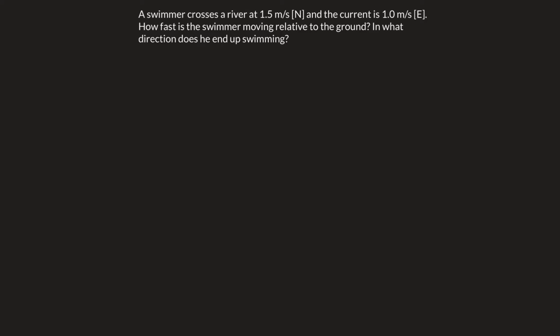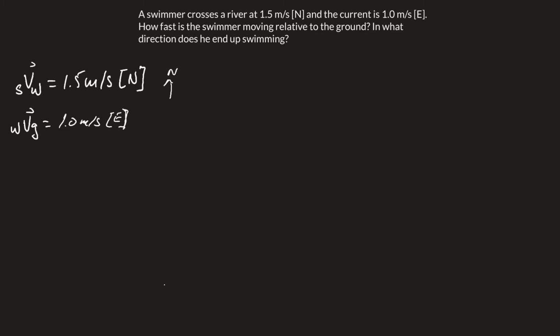So if we write down what we know, we have the swimmer's velocity relative to the water, and that's equal to 1.5 meters per second north. And then we have the water's velocity, and that's relative to, let's say, the ground or the surface or whatever you might be looking at. So here we have 1.0 meters per second east. And to make our lives a little bit easier, we're going to just say that north and east are going to be positive.